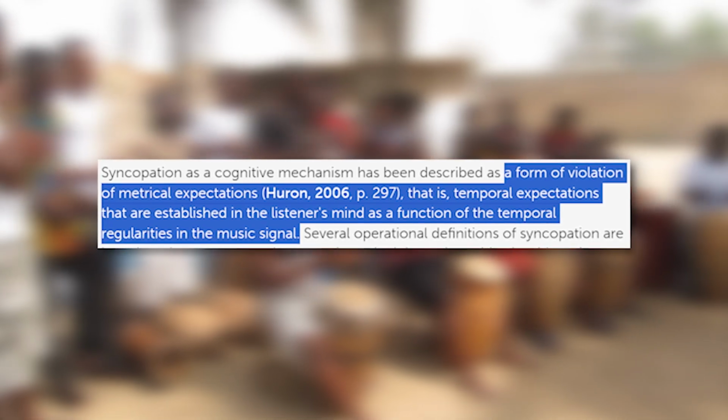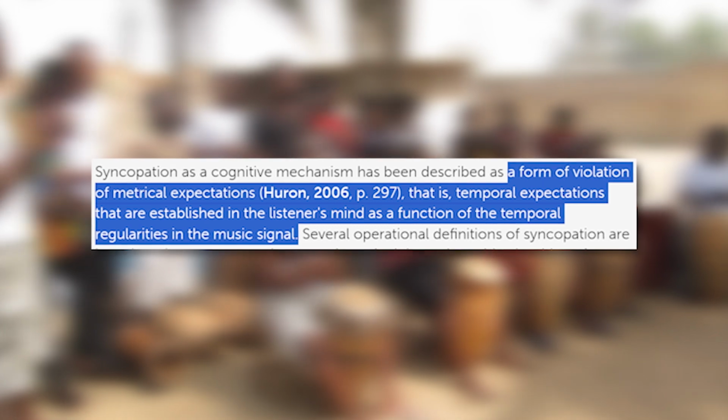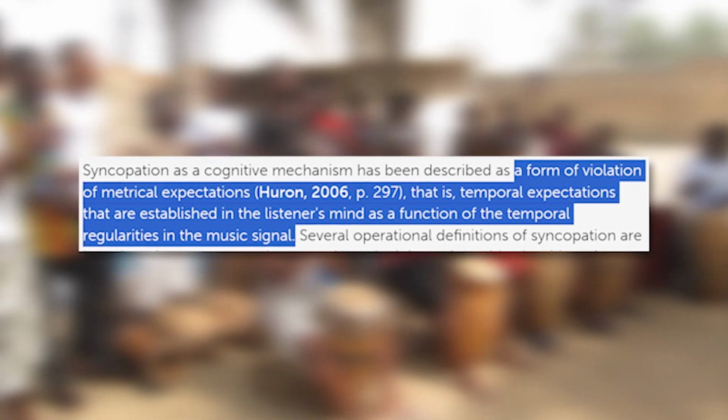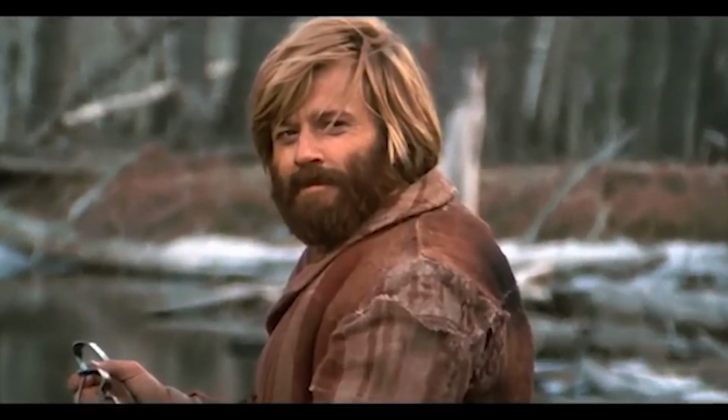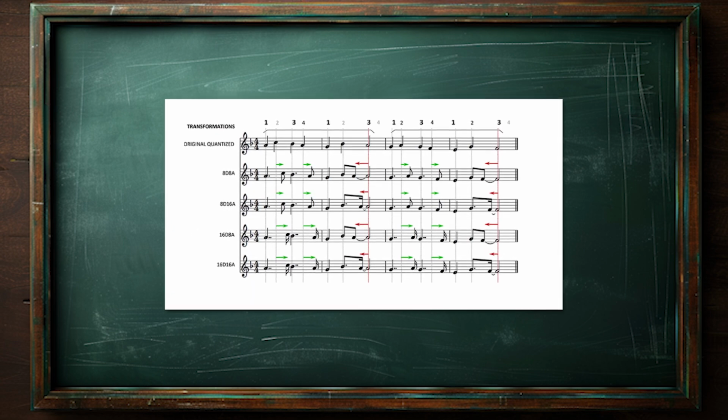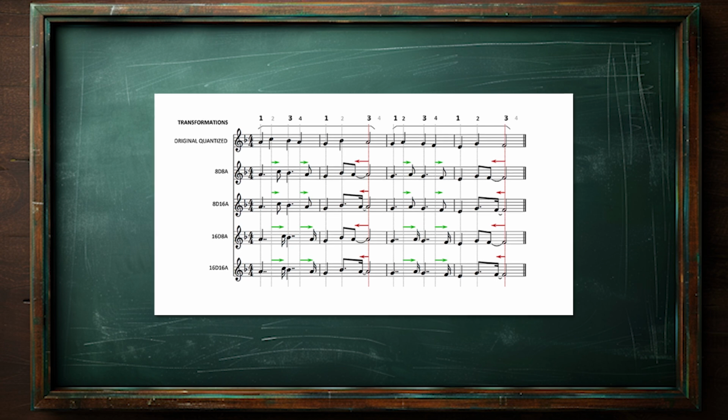According to David Huron, syncopation is a form of violation of metrical expectations that are established in the listener's mind as a function of the temporal regularities in a music signal. Let's simplify that. Most music is usually divided into regular intervals of time called a meter, such as 4/4 time. That structure provides a framework for a lot of predictability. Without syncopation, you generally expect notes to line up with the grid of 4/4 notes per measure, especially when a phrase begins or resolves. But playing with those expectations in subtle ways can create interest and groove in music.